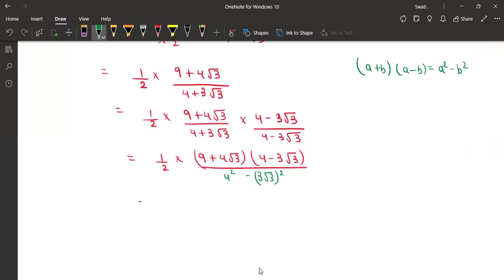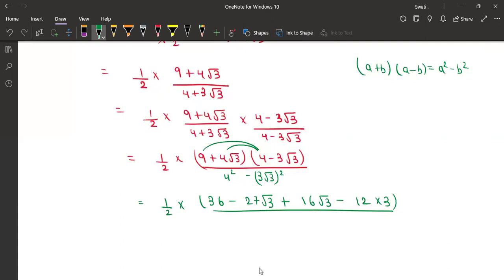So what this will become? This will simply become 1 upon 2 into, and here if I use the distributive property, 9 times 4 is 36 minus 9 times 3 is 27 root 3 plus 4 times 4 root 3 into 4 is going to be 16 root 3, and then plus into minus is minus, 4 into 3 is 12 and root 3 into root 3 is simply 3, right? Here you have to do a little bit of work in the calculation part. That is why I kept this question as the last question. 4 square is 16, and then 3 square is 9 and root 3 square is 3 only. So it is 27 basically.